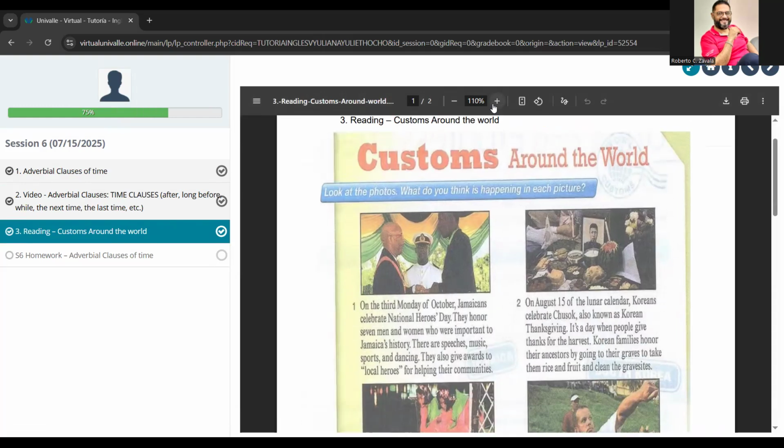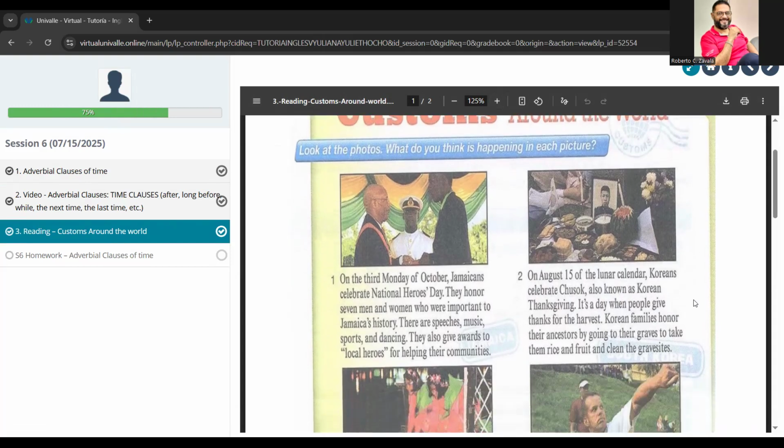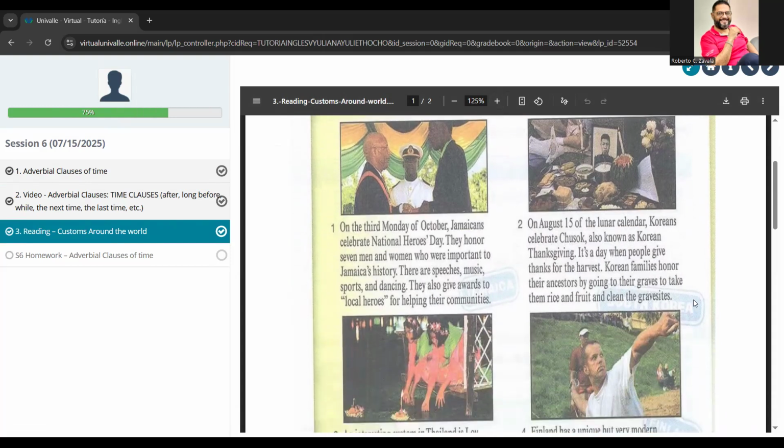Okay, it says customs around the world. Look at the photo. What do you think is happening in each picture? On the third Monday of October, Jamaicans celebrate National Heroes Day. They honor seven men and women who were important to Jamaica's history. There are speeches, music, sports, and dancing. They also give awards to local heroes for helping their communities.